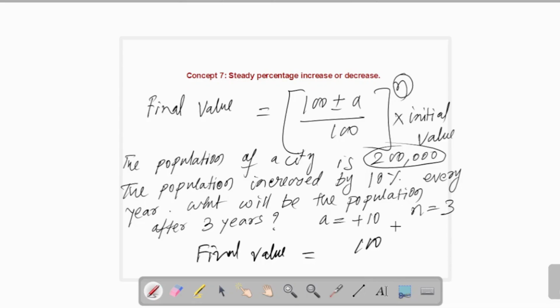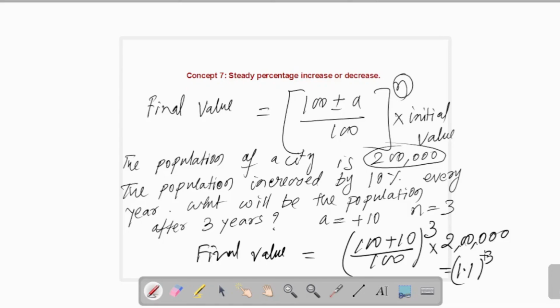100 plus 10 divided by 100 to the power 3 into 2 lakhs. So 100 plus 10 means 110. So it is coming 1.1 to the power 3 into 2 lakhs. If you calculate this, you will arrive at 2,66,200. So without doing any other tricks, any other formulas, we just remember this. So hope you remember this 7th concept.